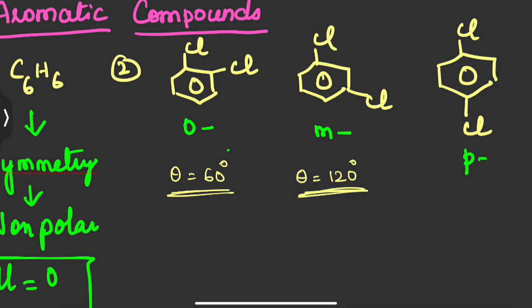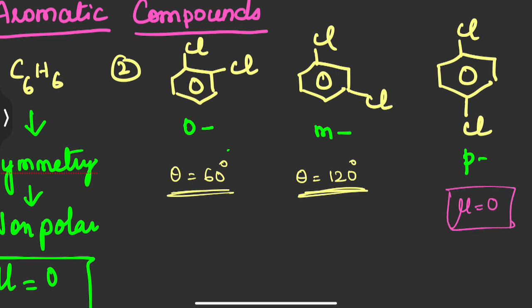And here, the third. Here you can see chlorine atoms are exactly opposite to each other. So dipole moment will be in this direction and here dipole moment will be in this direction. They are equal and opposite to each other, therefore they will cancel each other. As a result, their dipole moment will be equal to 0. So here you will write dipole moment is equal to 0.